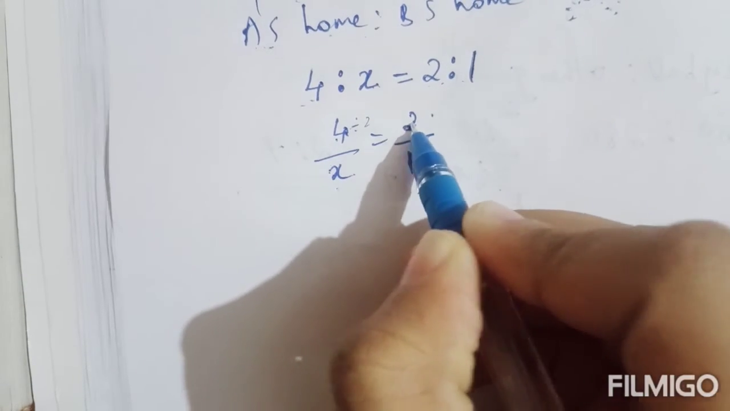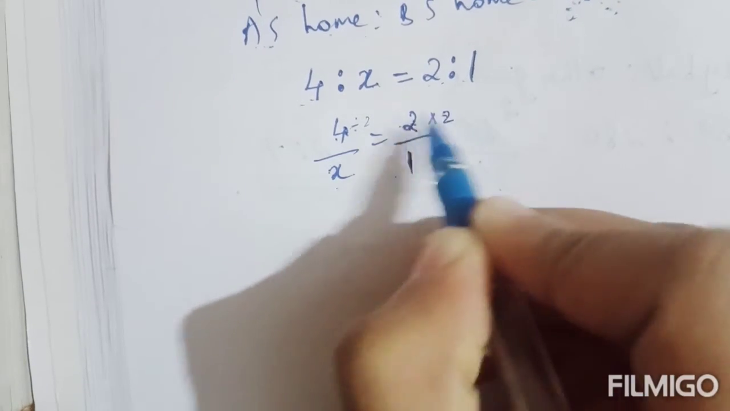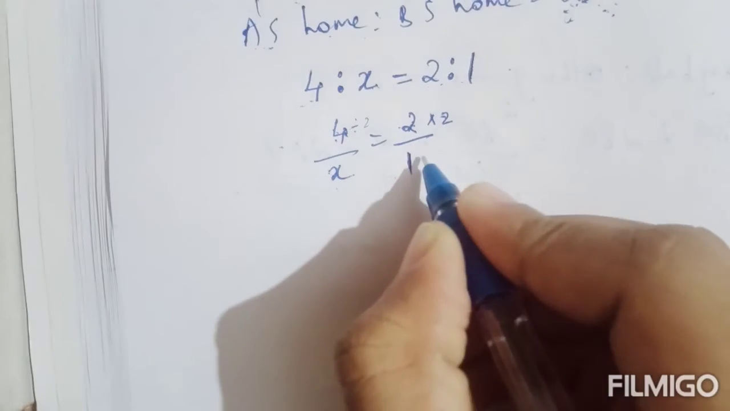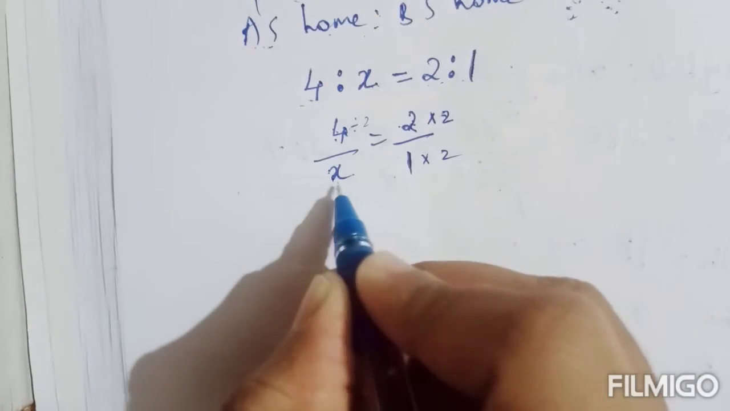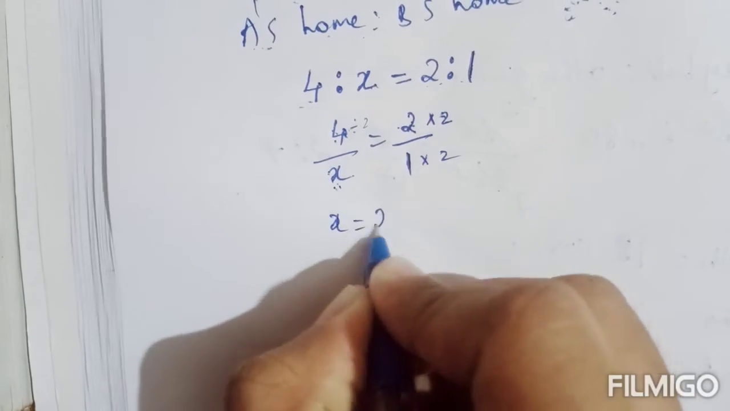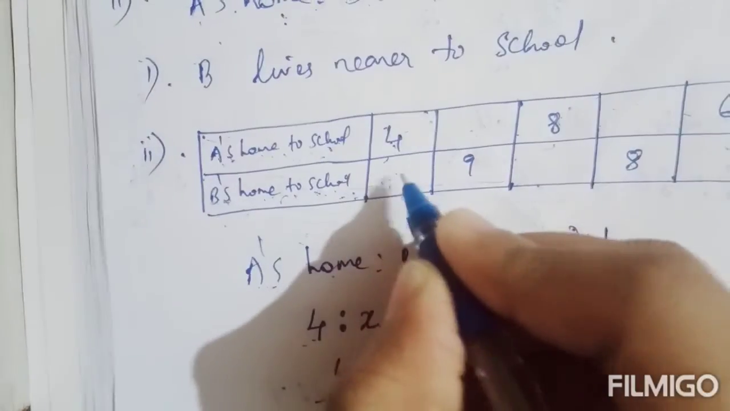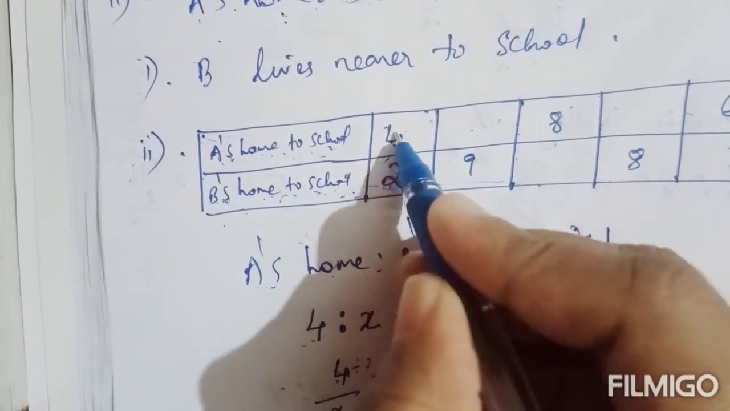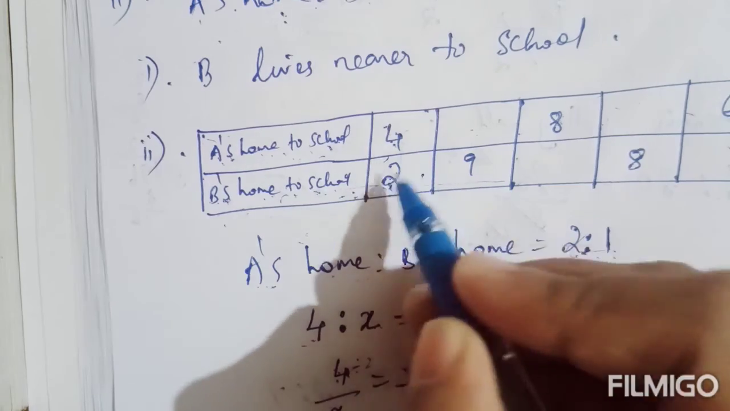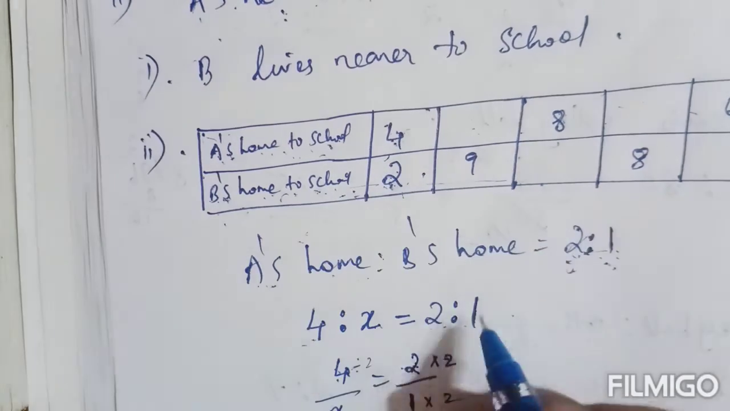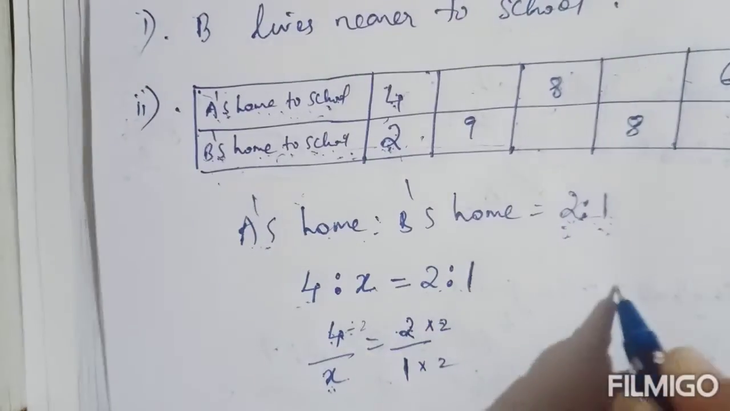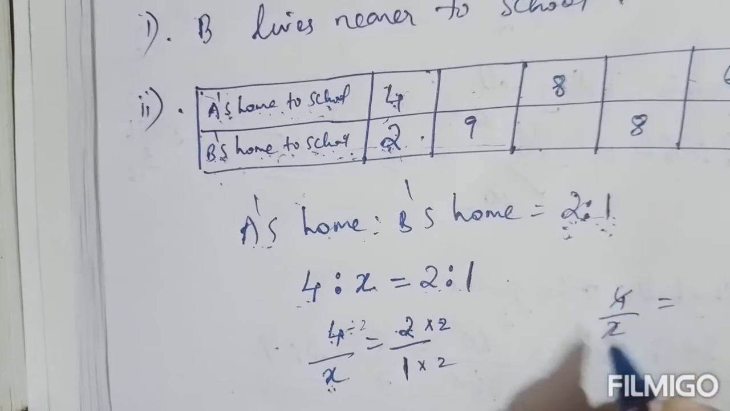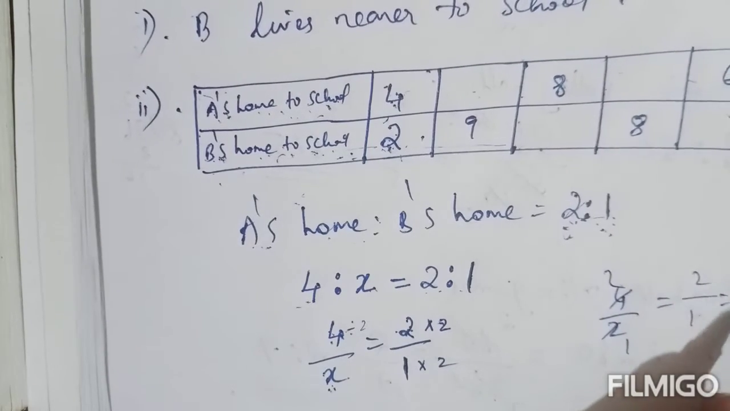We know that 2 into 2 you will get a 4. So 1 also you multiply by 2. So here x value will be 2. Okay, so in this blank you can write a 2. 4 by 2. If we take their ratio, 4 by 2, you will get a 2 by 1 only. If we reduce that, you will get a 2 by 1. That is 2 is to 1.